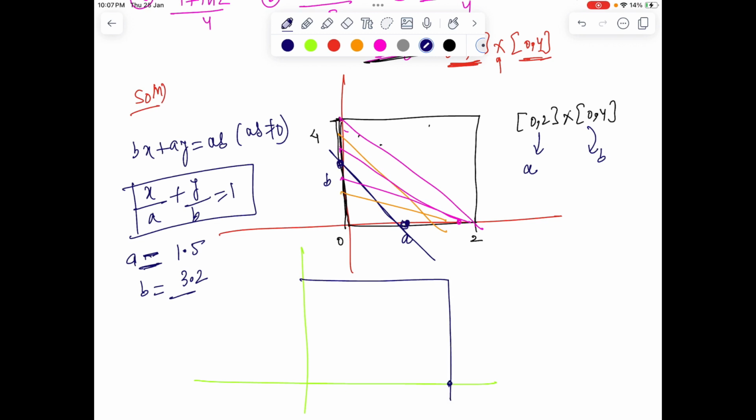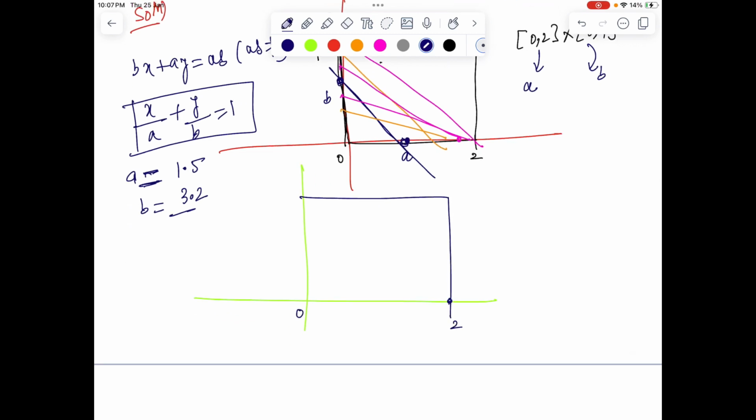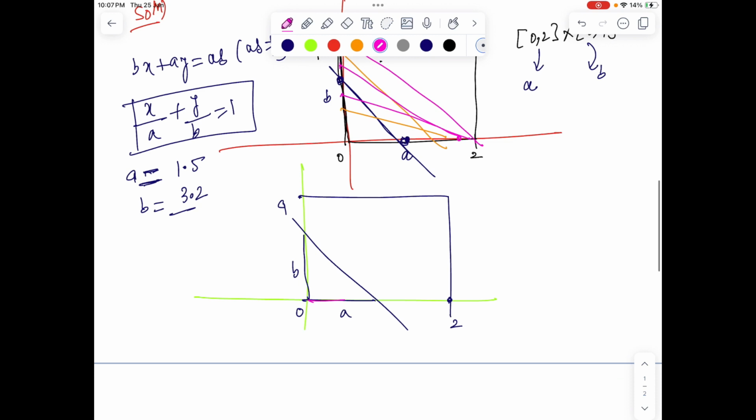So the question amounts to this: we have this rectangular region, 0 to 2 and 0 to 4. We select random values of a and b, which gives a randomly oriented straight line. What is the probability that the area bounded by x greater than 0, y greater than 0, and the line x by a plus y by b less than or equal to 1 is less than 2?